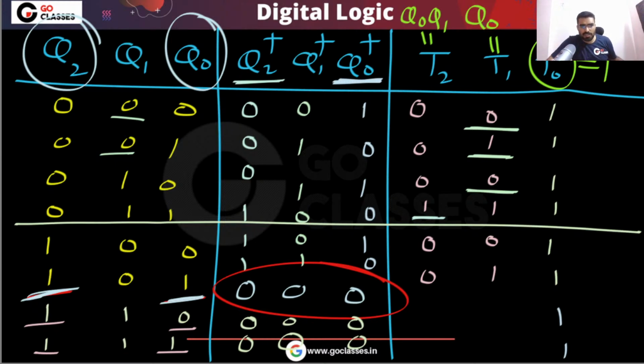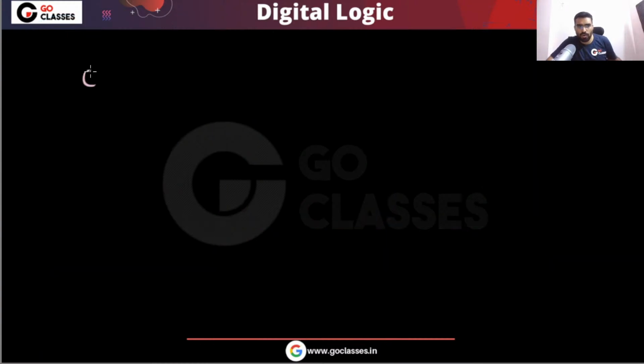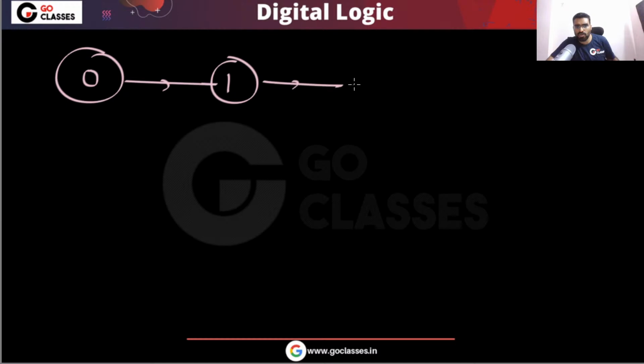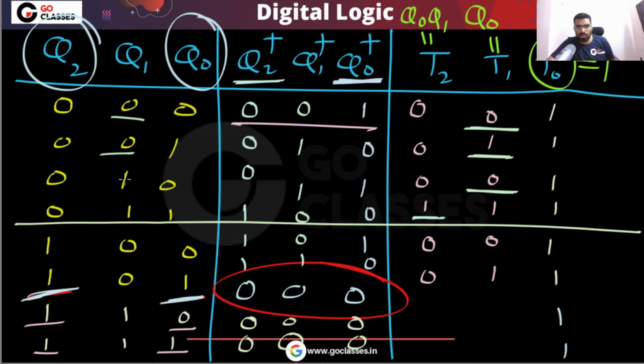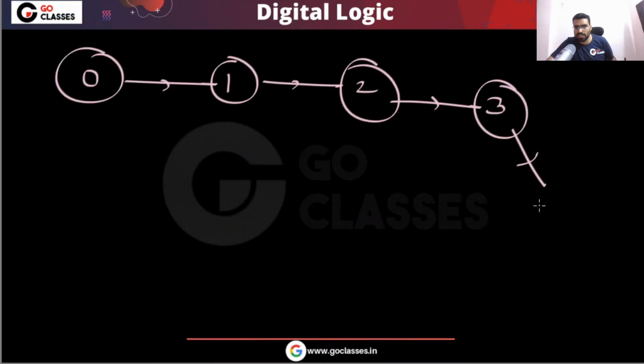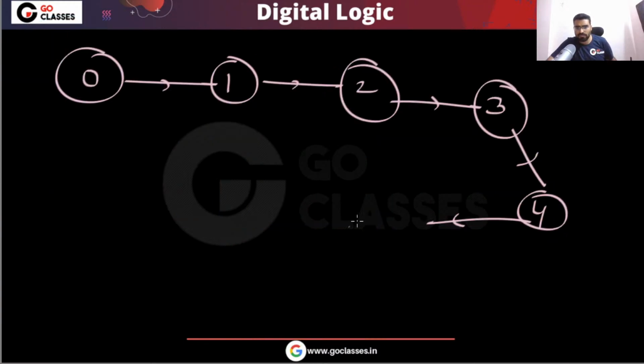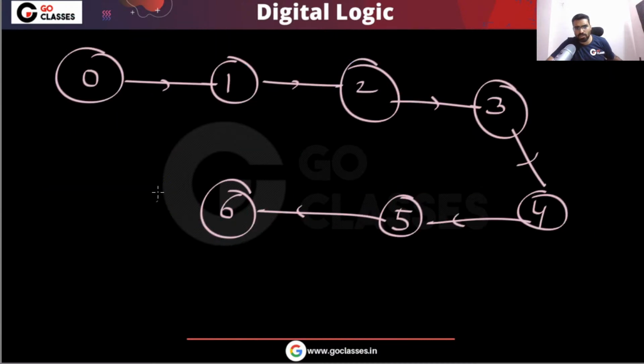So this is your circuit. Tell me, what is this circuit? Can anyone tell me what is happening in this circuit? From state 0, you are going to state 1. From state 1, you are going to state 2. From state 2, you are going to state 3. From state 3, you are going to state 4. From state 4, you are going to state 5. From state 5 you are going to state 6, and from state 6 you are going to state 0.